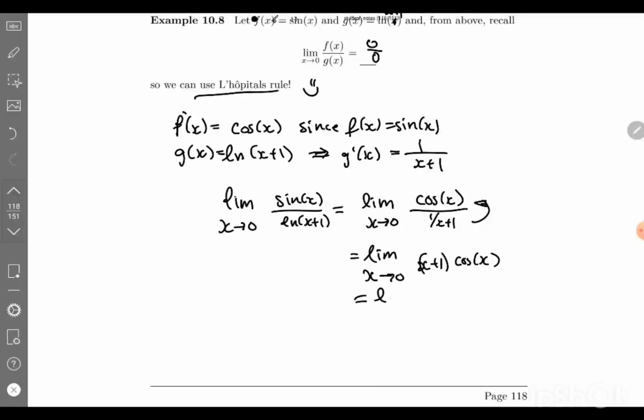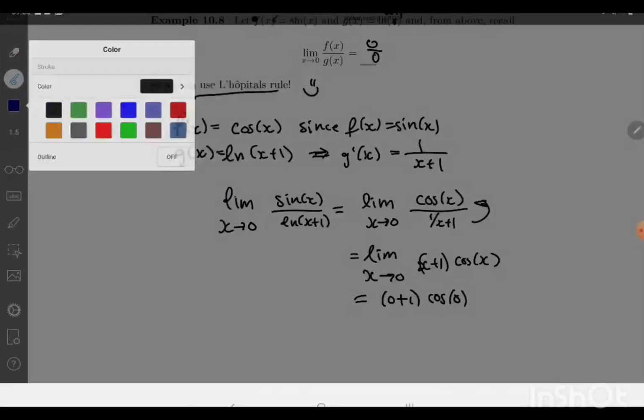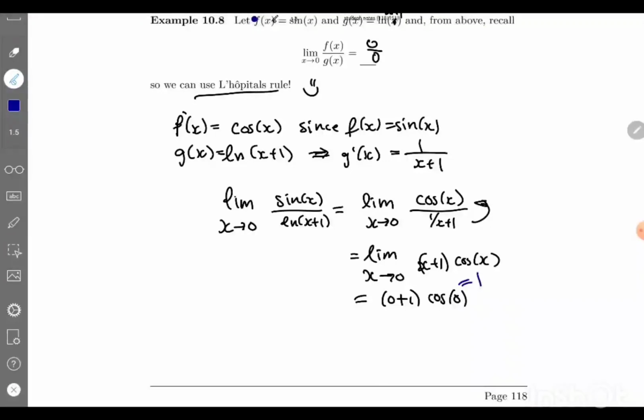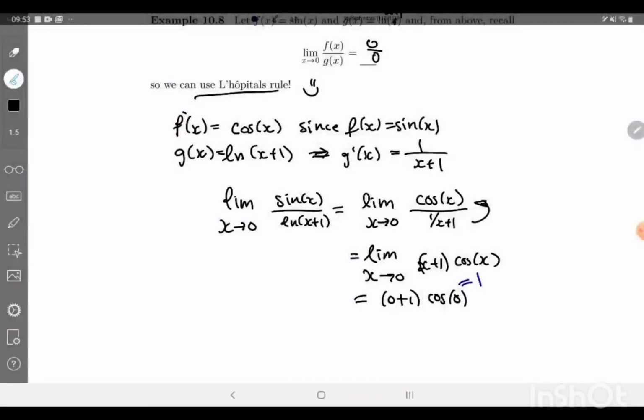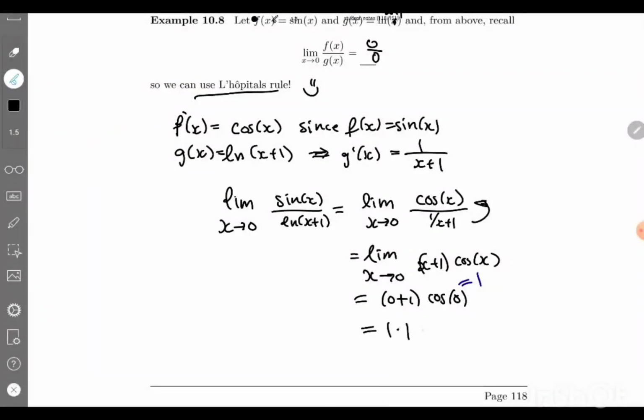Here we can plug in 0. So we'd have 0 plus 1, cosine of 0. Cosine of 0 is just 1, right? So we have 1 times 1, which is just 1. And this gives us our solution for this one.